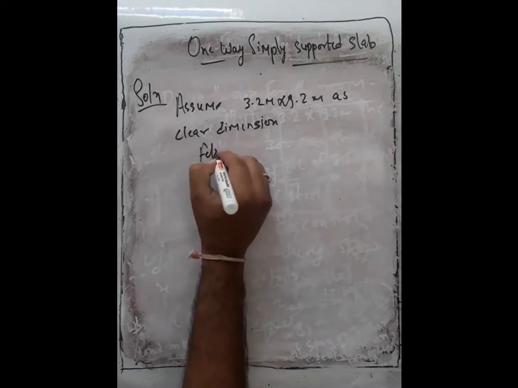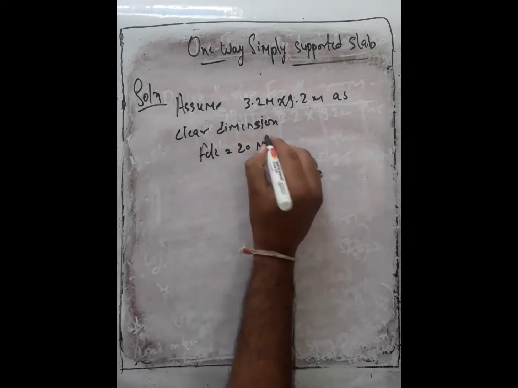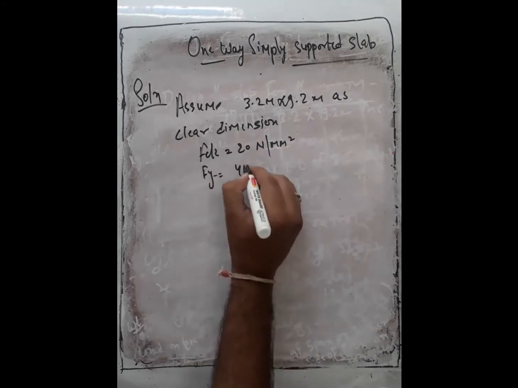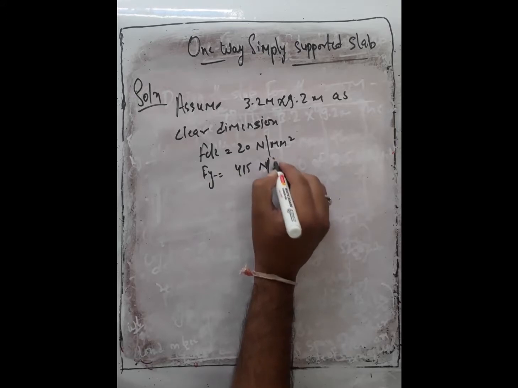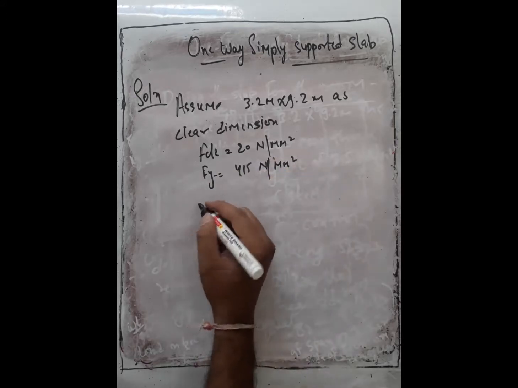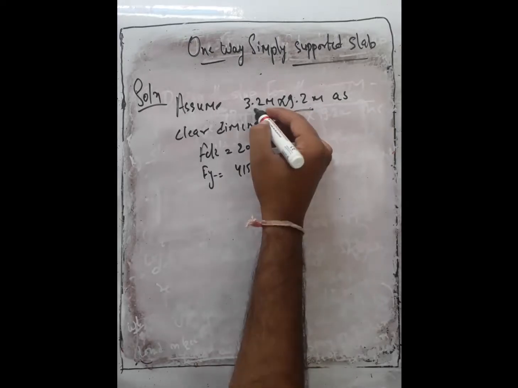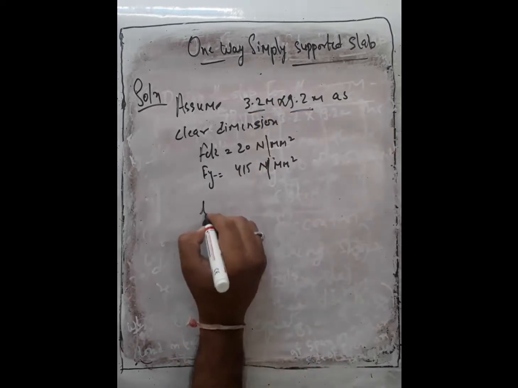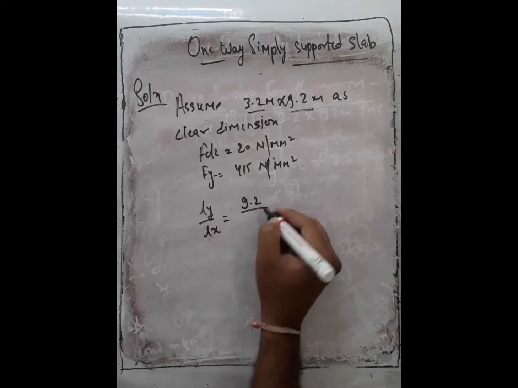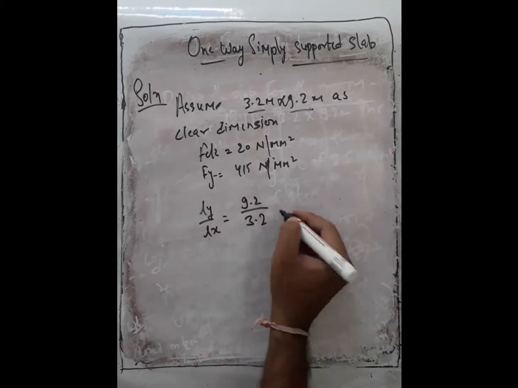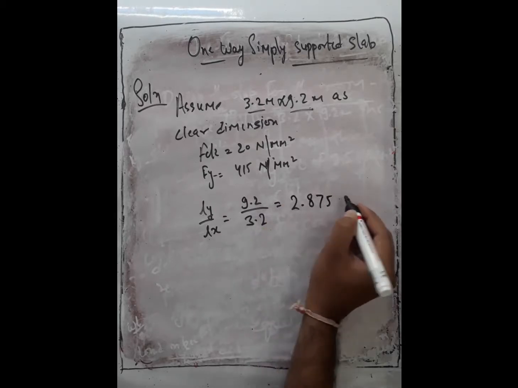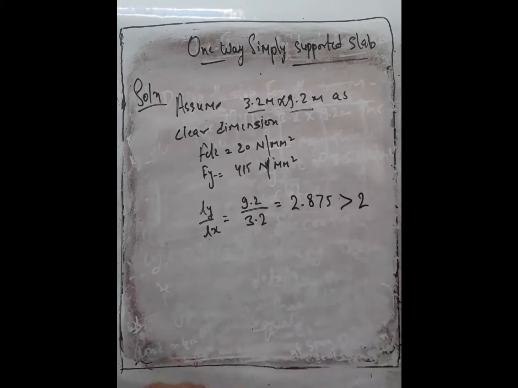So in our example we assume we have been given 3.2 meter into 9.2 meter as the clear dimension, and we have been given fck equal to 20 Newton per mm square and fy equal to 415 Newton per mm square. Now Ly is 9.2 and Lx is 3.2. So Ly by Lx is equal to 9.2 divided by 3.2. So here we get 2.875, which is greater than 2.